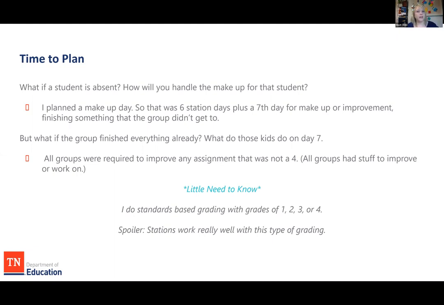But I also had to think, they're not working with their group now, so how does that student who was absent, what is their alternate assignment, or how are they going to do that assignment if they're not working with their group? So I had to pre-plan all of those things.